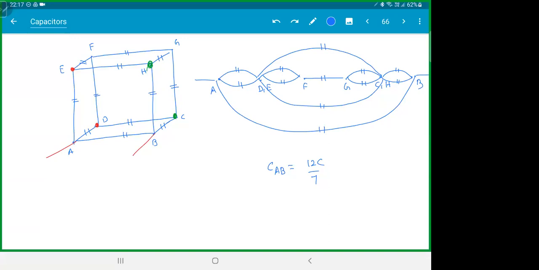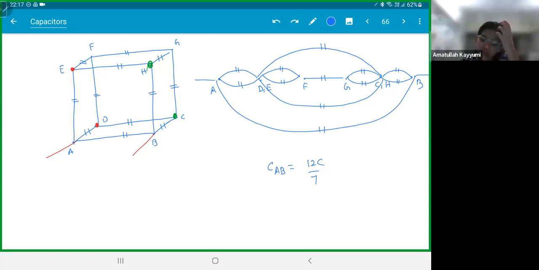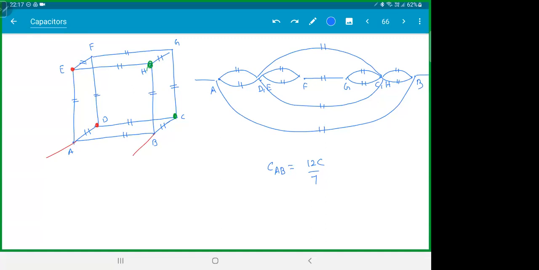For AC, are D and B symmetrical? Yes. Right, Tisha? Sir, I sent my working for CAB. I'm getting a different answer.